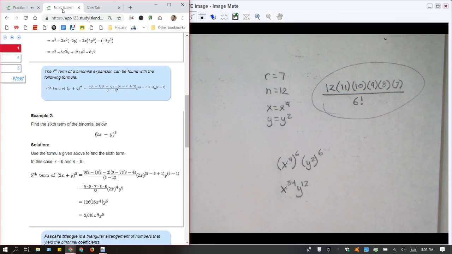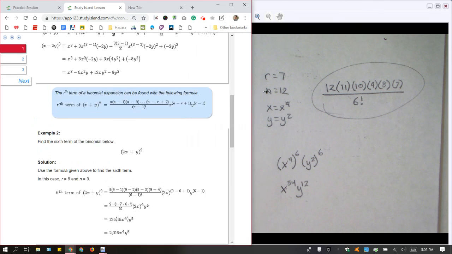So again, if you need to see it, it's right here. You don't have to remember this, memorize it, or anything like that. If you use it enough times, you will. But that's what's going on here. You just take your r is whatever term they're asking for. So in that last case, it was asking for the seventh term. Your n is what it's being raised to. And then you have your x and your y.